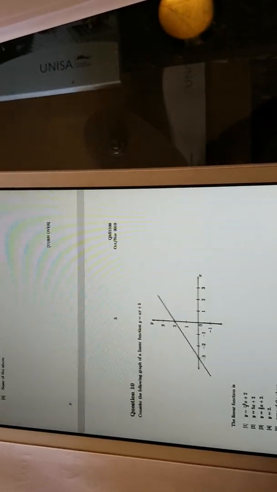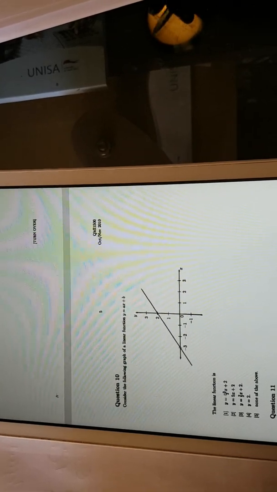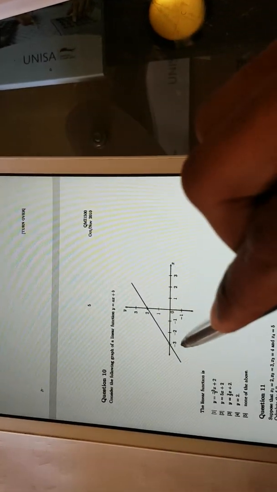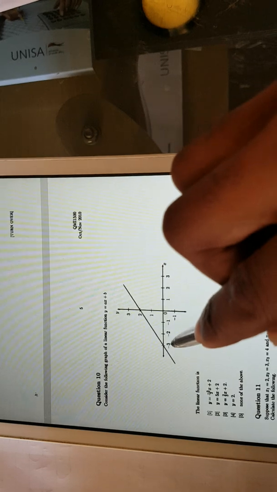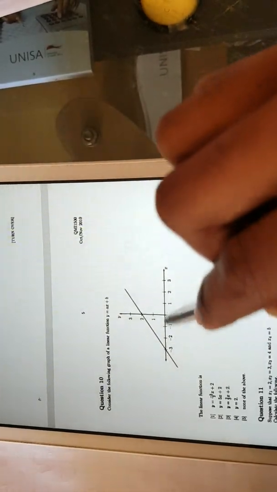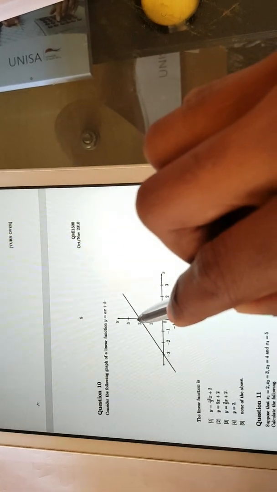10. Question number 10 says, consider the following graph of the linear function y equals ax plus b. Look at the first intersection: along the x-axis, x is at -3. And at the second intersection, along the y-axis, y is at 2.